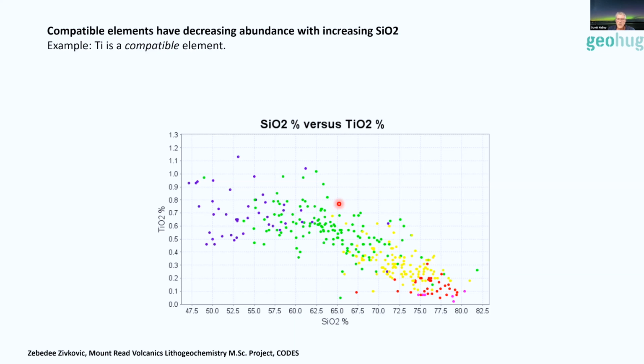And in every magma, there will be rutile or ilmenite or titanomagnetite or biotite. There'll be some mineral phase that takes up titanium. So titanium always decreases as silica goes up.